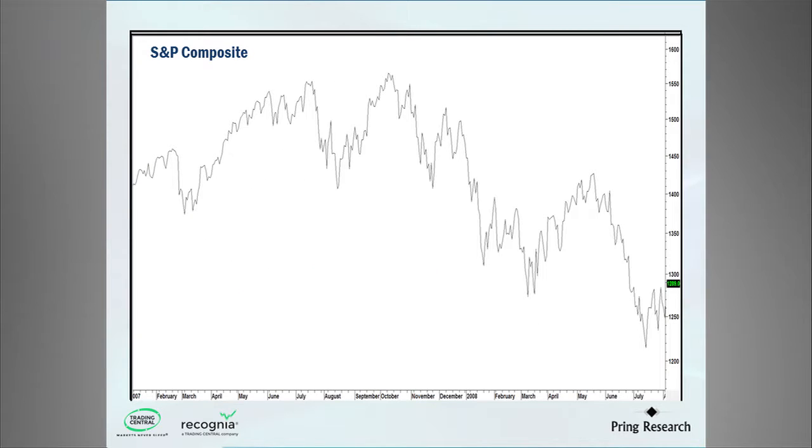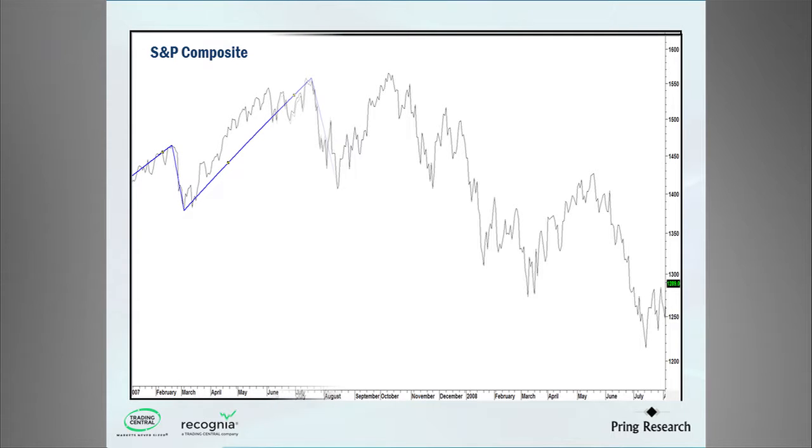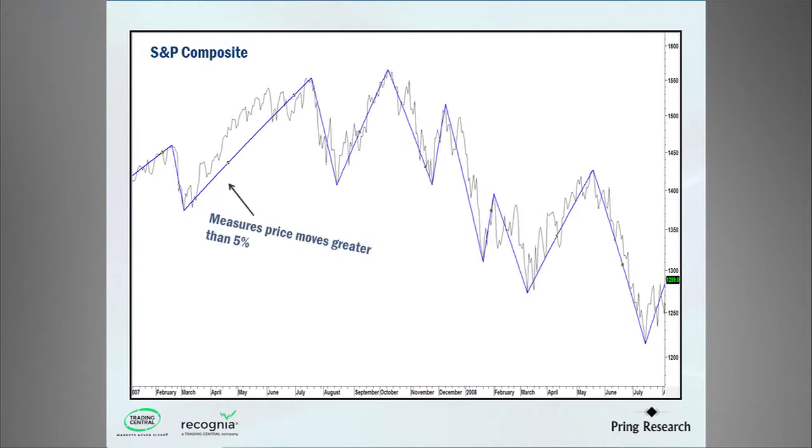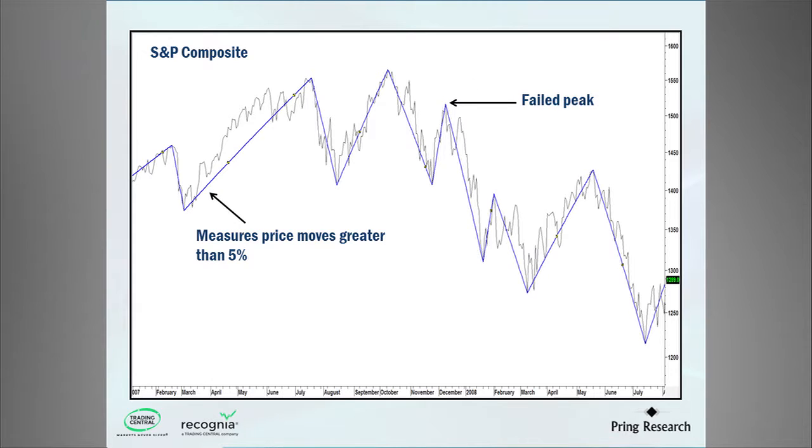For example, this chart shows the S&P Composite at the 2007 bull market high. Now if I introduce some waves that reflect price moves of 5% or higher, you can get a better feeling for the intermediate price moves. See how the November peak was below that of September, and by January 2008 the price was below both the November and August lows, which were at the same level. This reversal of intermediate peaks and troughs signaled a change in the primary trend.